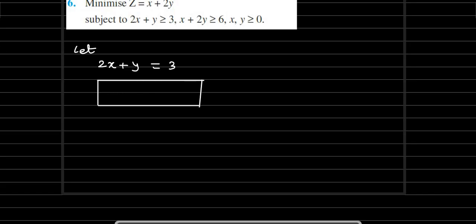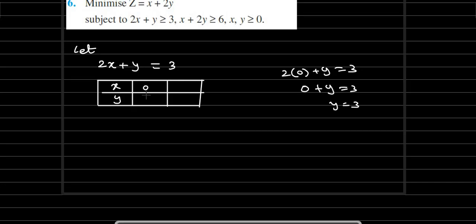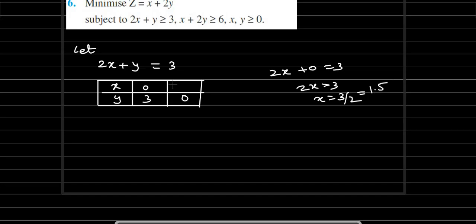So to draw the inequality, how many points are required? Minimum 2. Maximum is up to you. So if x equal to 0, the corresponding y value, let's find out. 2 times 0 is 0, so y equal to 3. Now, same way, if y takes the value 0, what will be the x value? 2x plus 0 equal to 3, 2x equal to 3, x equal to 3 by 2. So that is 1.5.